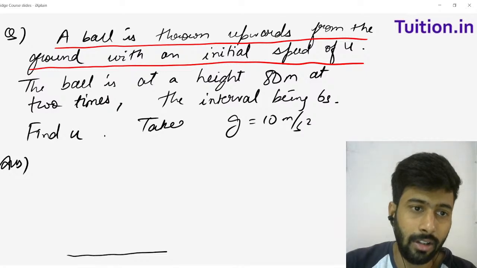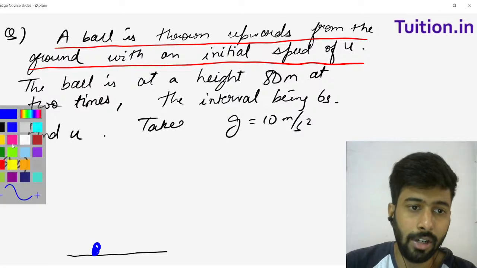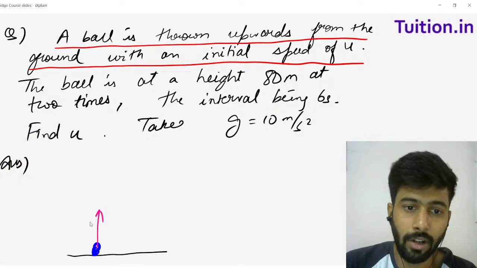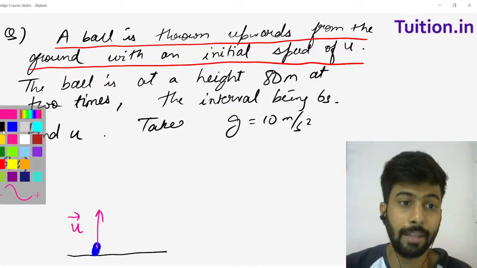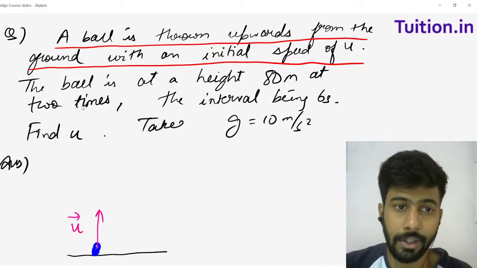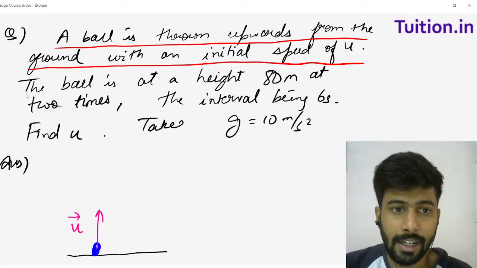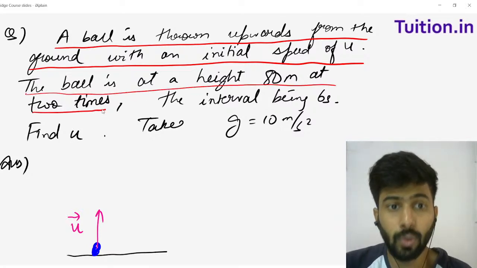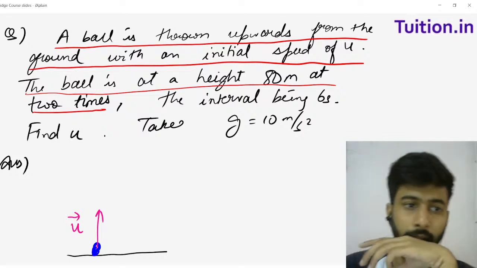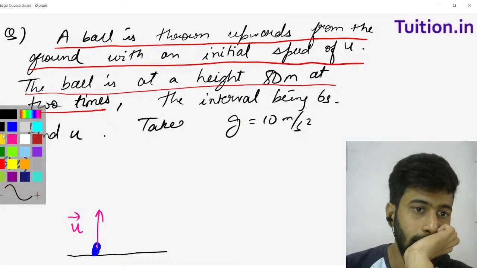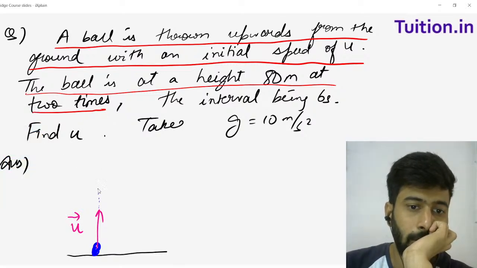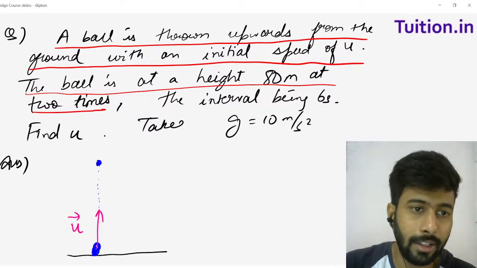So this is the ground. Here is your ball, and the ball is thrown upwards with a speed of u. This is my u bar vector. I have to treat them as vectors repeatedly after I've been telling you. The ball is at a height of 80 meters at 2 times. How is this possible? For this you will have to visualize the motion. So what will happen is the ball will go, and let's say right now it is at a height of 80 meters.